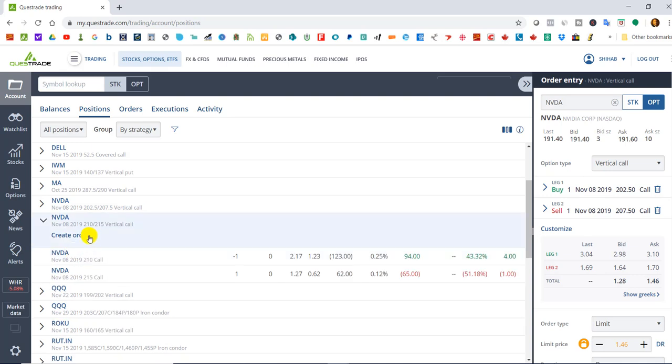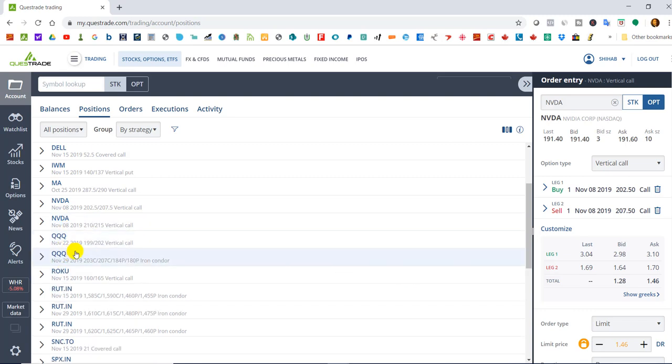I've got this other NVIDIA call spread at 210, but this one's doing better because 210 is further than 202.5. And it's actually showing me a profit right now. I could close it early for about a $35 profit, but I'm going to wait till expiration on this one.